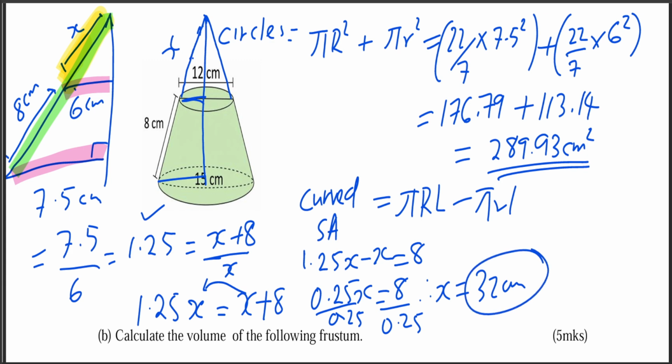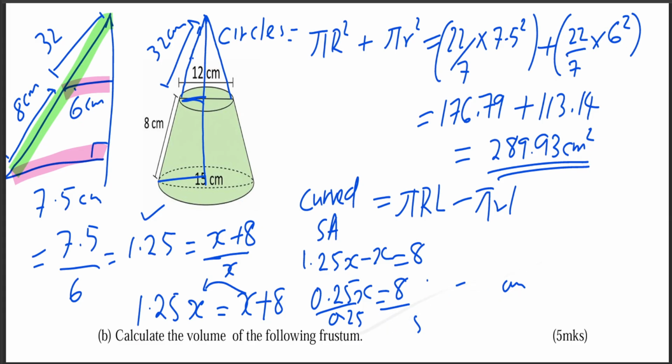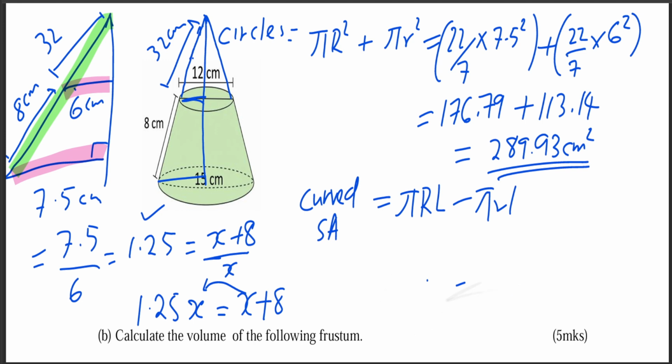So that is x itself. So from there on top, from here to here is 32. So this is 32. So the slant height of the smaller cone is 32 centimeter. Hopefully you guys have understood up to that point. Now let me wrap this so that I can get enough space to calculate the final answer.